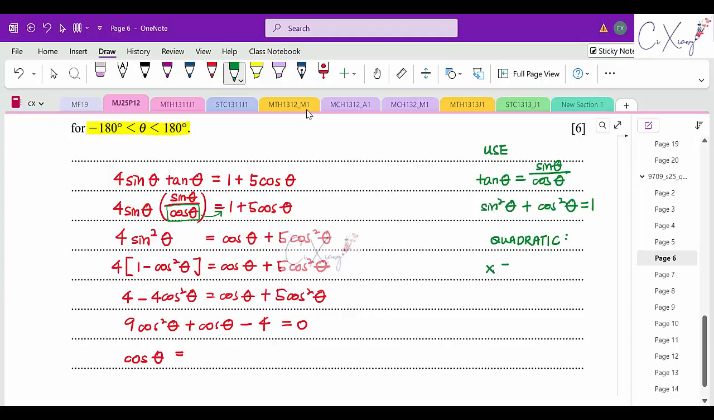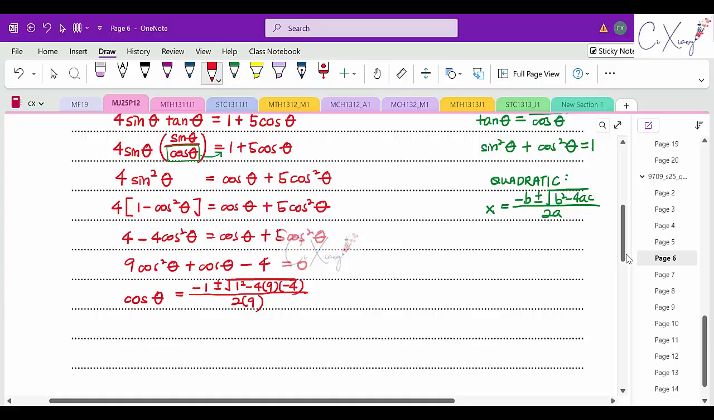So to get the value for x, you have negative b plus minus square root of b squared minus 4ac, then divided by 2a. Okay, then let us continue from here. We have cos theta as your x. Negative b, b means the coefficient of cos theta, which here is 1. So negative 1 plus minus square root of b square, which is 1 square, minus 4. A is the coefficient of cos square, which is 9. C is the constant term, so you have negative 4 here. Then divided by 2a, so divided by 2 and then a.